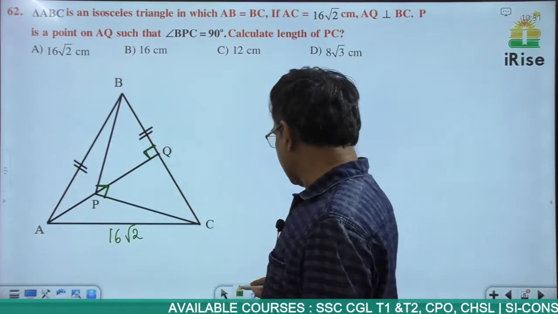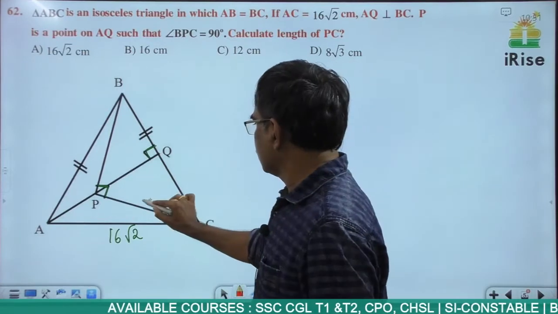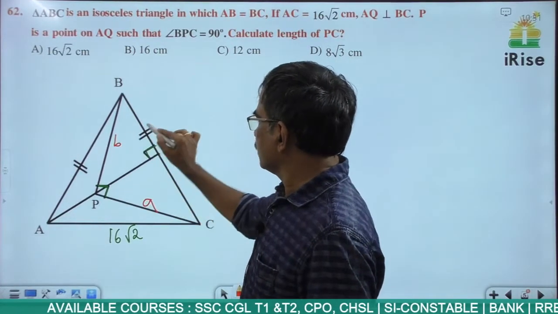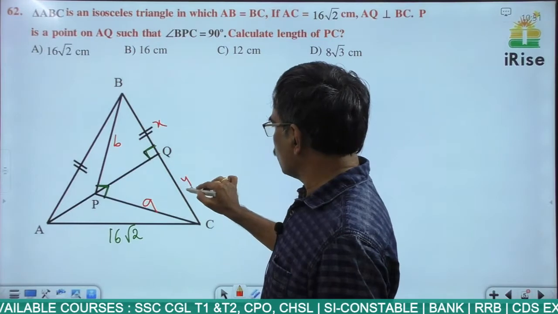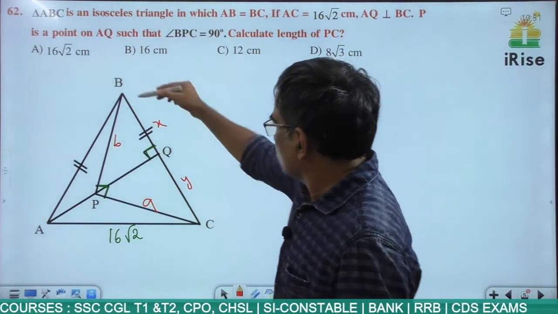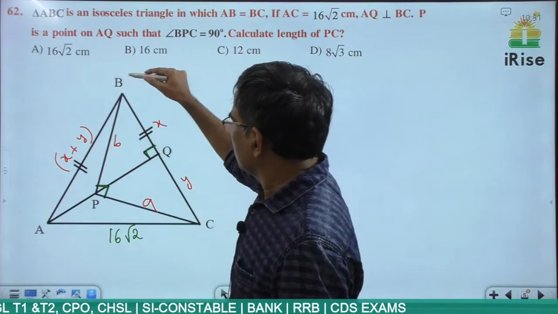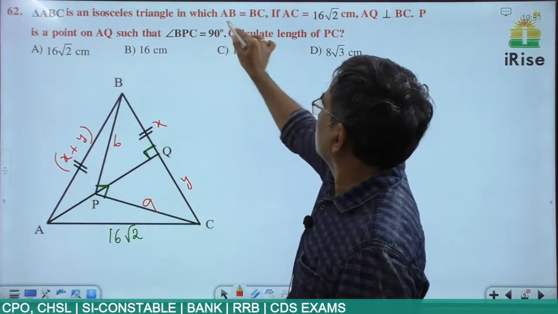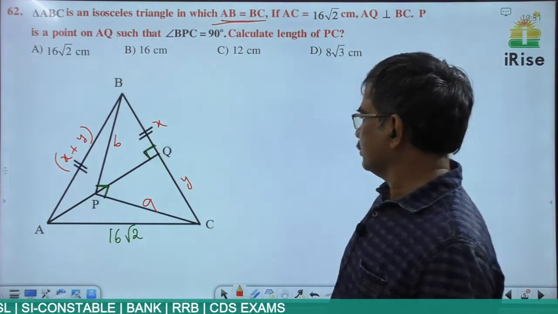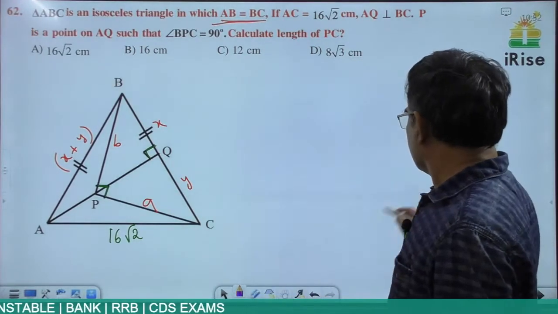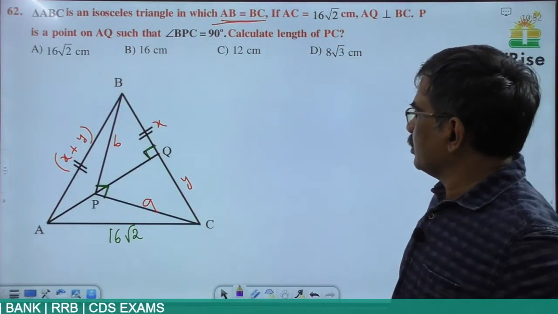I want to consider this as A, this as B, this as X, let this as Y. This total is X plus Y, therefore this is also X plus Y, because BA is equal to BC. Then we have to find PC.